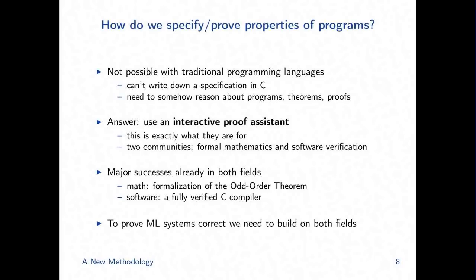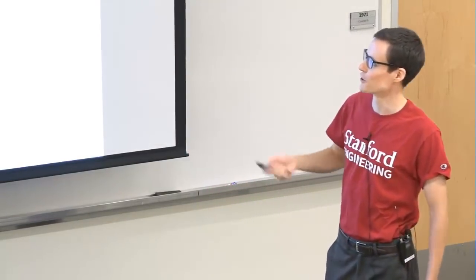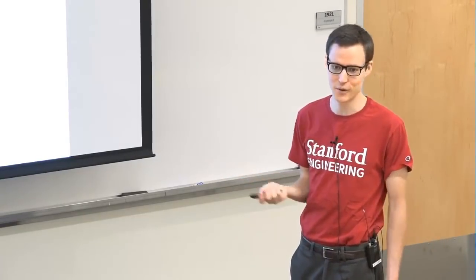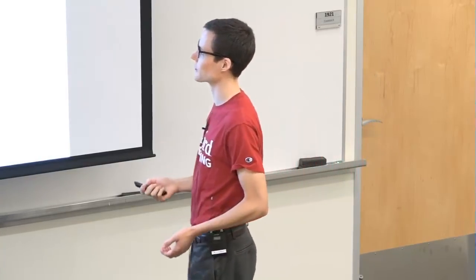So this is probably obvious to the PL people in the room, but I've mostly presented this to machine learning people where this was a very, very wild idea. So how do you specify and prove properties of programs? What does it even mean? It's not possible with traditional programming languages. You can't write down a specification involving integrals and random variables in C. I don't know what that would even mean. You need to somehow jointly reason about programs, theorems, and proofs.